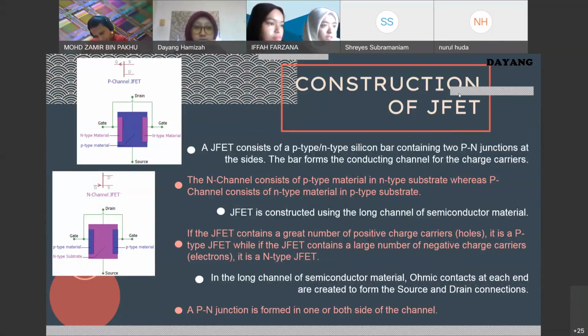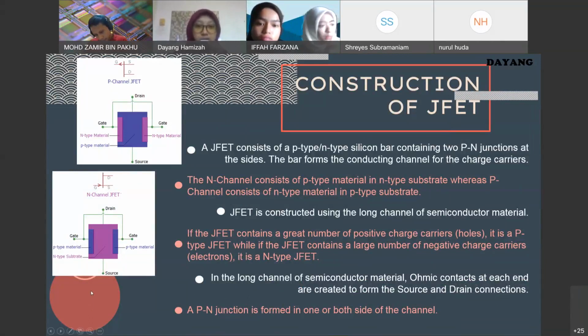The N channel consists of P-type material in N-type substrate, which is shown in the second picture, whereas P channel consists of N-type material in P-type substrate, which is from the first picture. From this picture, the purple color indicates the N-type and the blue color indicates the P-type.